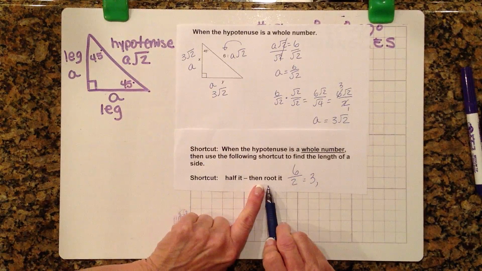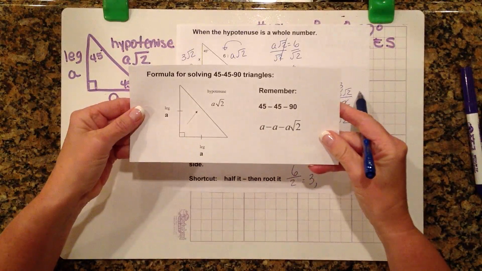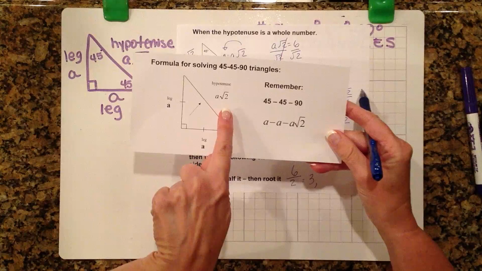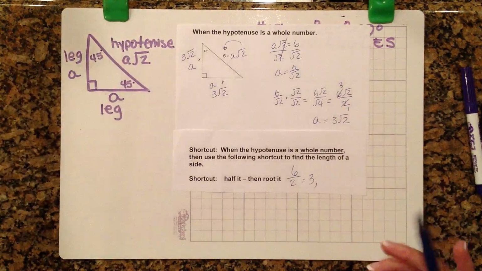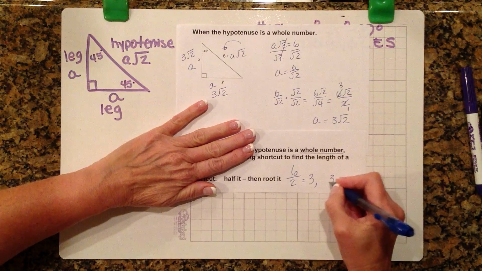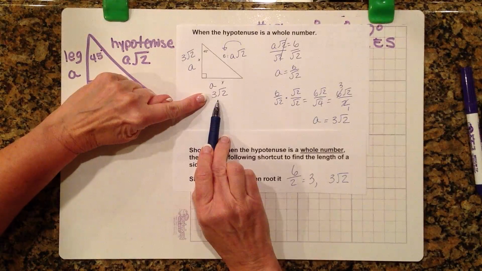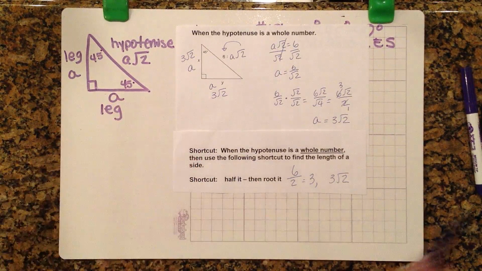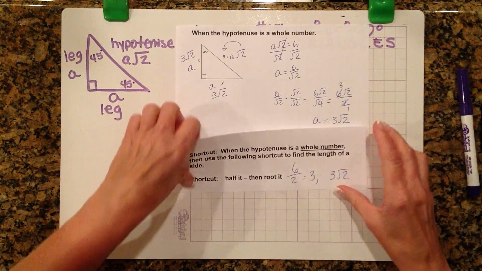Okay. Now root it. What root do we have with a 45, 45, 90 degree triangle? What's our square root? It's the square root of 2. So that's the root we want to use. So I'm going to take 3 now and just say square root of 2. Oh, look, that's what we got right there already. So if you half it and root it, you don't have to go through all the algebra of that.